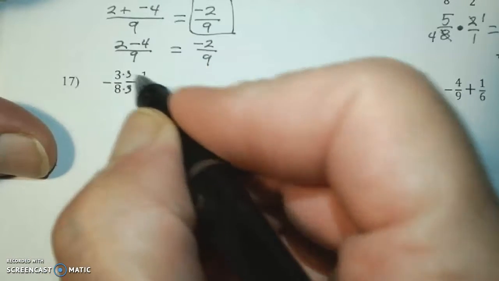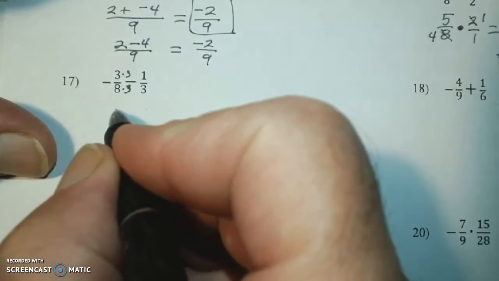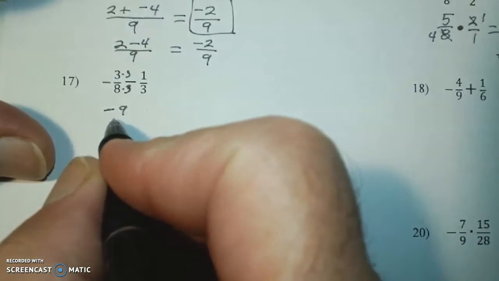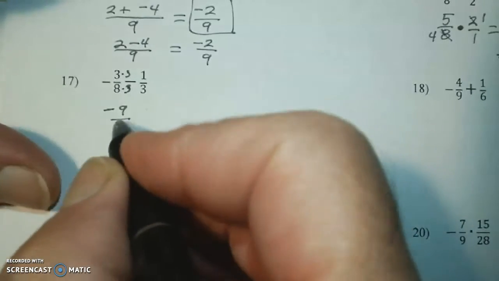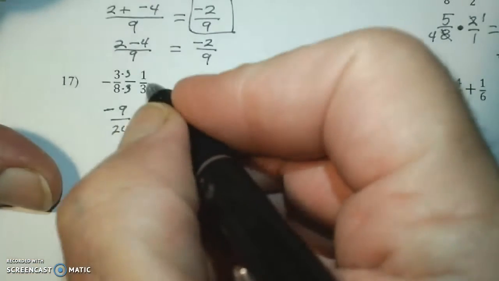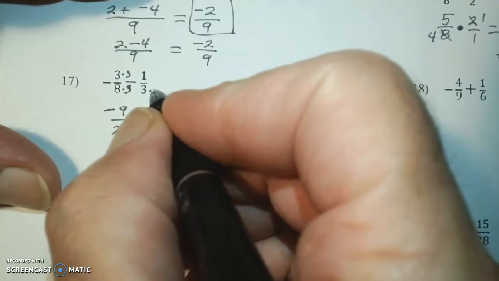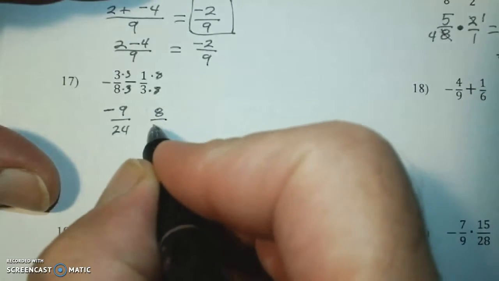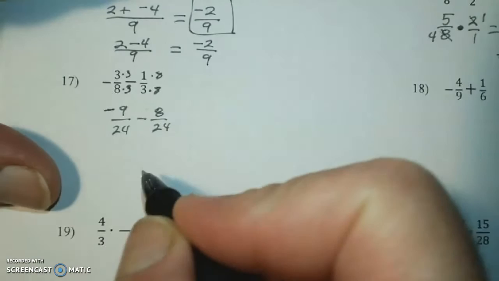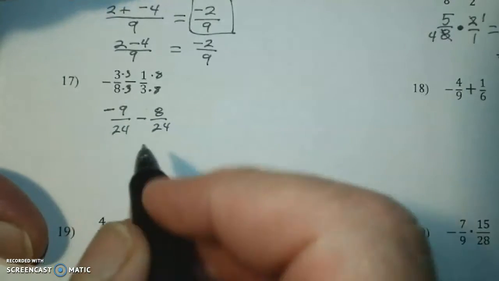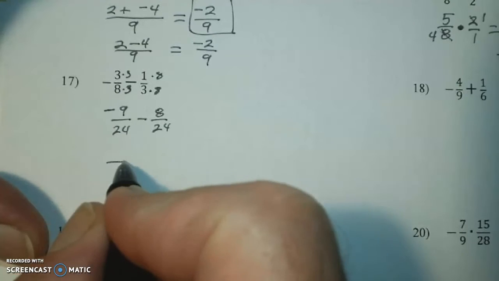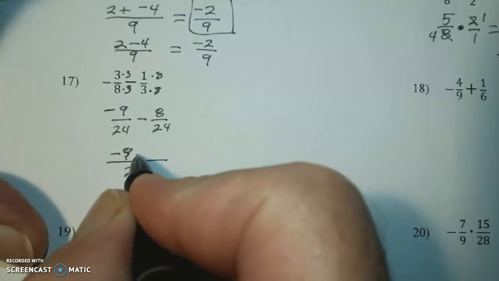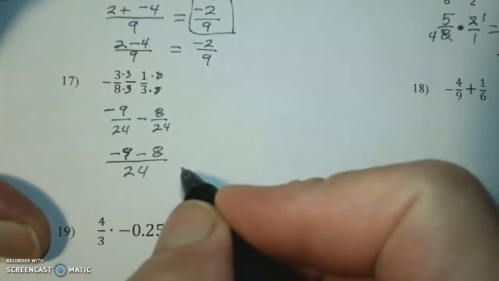Do the same to the top. So 3 times 3 is 9. I'm going to put the minus sign up with the numerator. 9/24ths. The 1/3 you'd multiply by 8. So multiply the top by 8. It becomes 8/24ths. The minus sign is in between. I think it's really good if you put it all over one denominator. So then you have negative 9 minus 8 over 24.